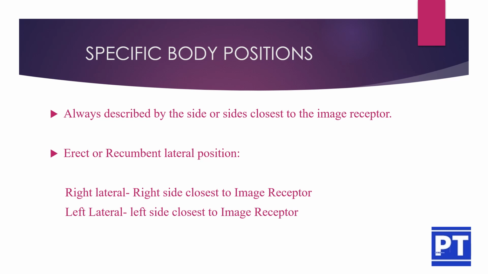Then we are moving on to specific body positions. These are always described by the side or the sides closest to the image receptor. Erect or recumbent lateral position. Again we are moving on to a lateral position. In a right lateral, the right side of the patient will be closer to the image receptor, and in the case of a left lateral, the left side will be closer to the image receptor.